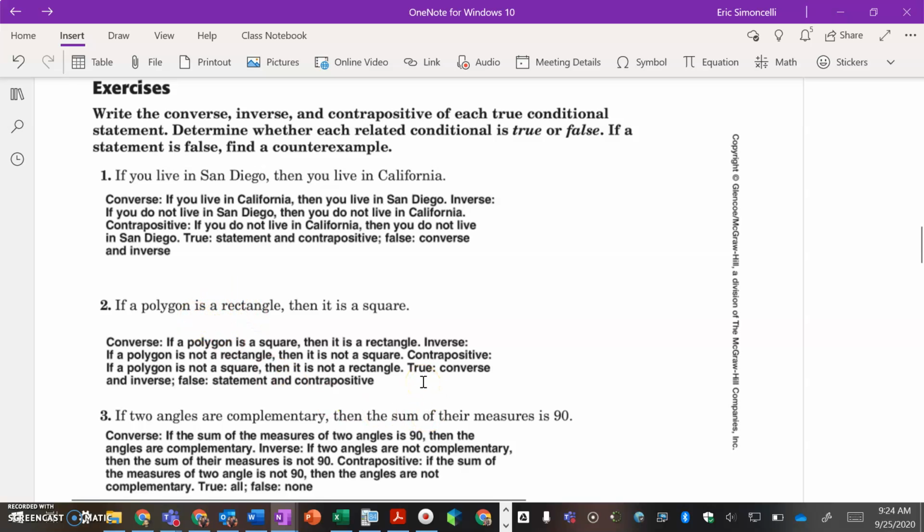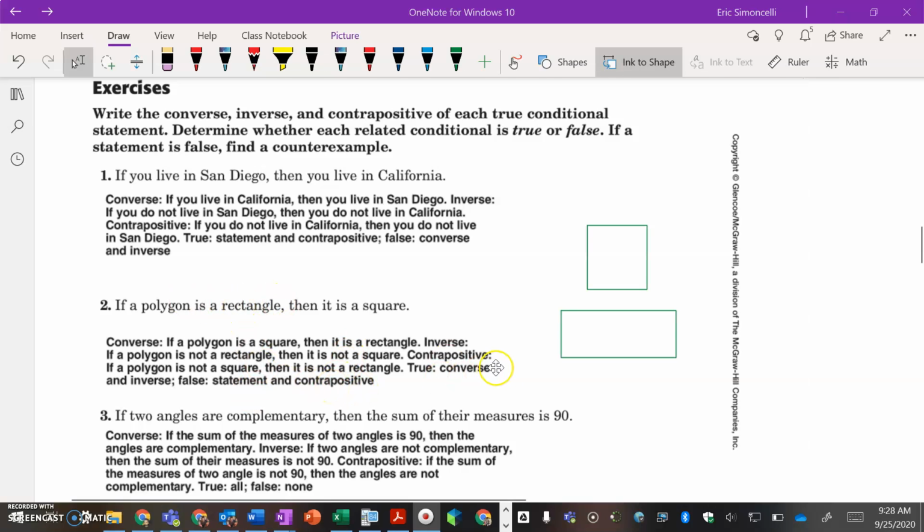The true statements are the converse and the inverse. The false statements are the original problem and the contrapositive. What I've done here is I've drawn a square and I've drawn a rectangle. It is false that if it's a polygon that is a rectangle, then it's a square. This rectangle is certainly not a square. But in the other direction, if it's a square, then it's a rectangle. That's actually true, because a square still has 4 sides. It just happens to have all 4 sides congruent, which a rectangle does not.